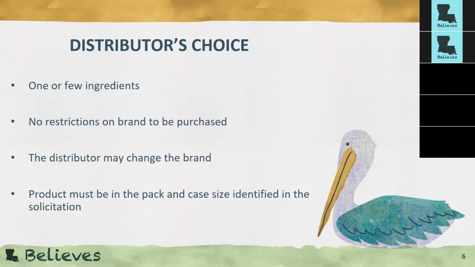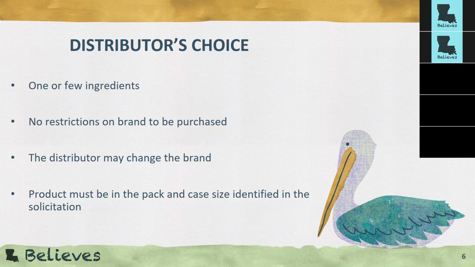The distributor's choice category of products has only one or a few ingredients and represents a lower dollar volume. The supplier may quote a price on any brand, and the school district places no restriction on the brands to be purchased. The supplier is not asked to identify the brand being quoted, and the site receiver does not check the brand delivered. Therefore, the distributor may change the brand without notifying the school district.